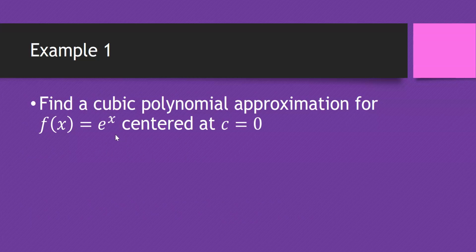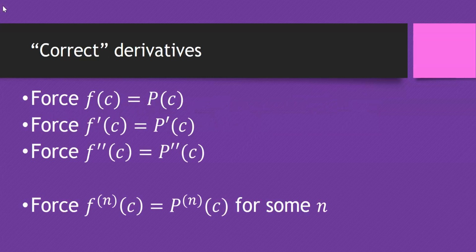So let me do this by an example. We're going to find a cubic polynomial approximation for f of x equals e to the x centered at c equals 0. All right, cubic polynomial. That means we want a third degree polynomial. And by the way, if we want a third degree polynomial, that means we're going to have the derivatives be the same for the polynomial and the function up to the third derivative.